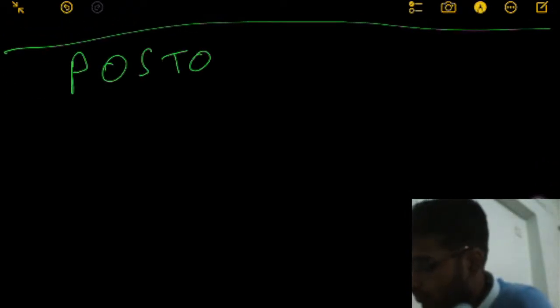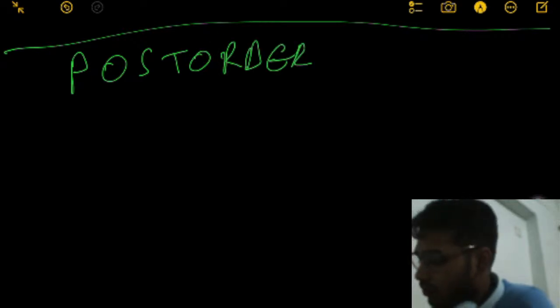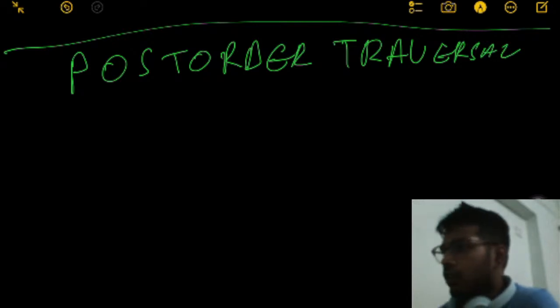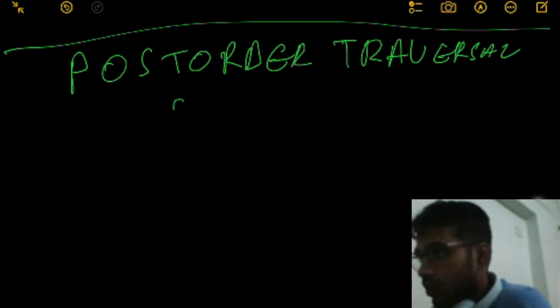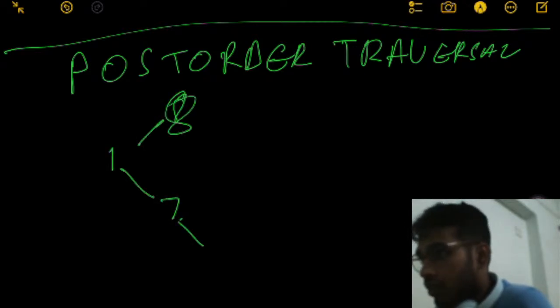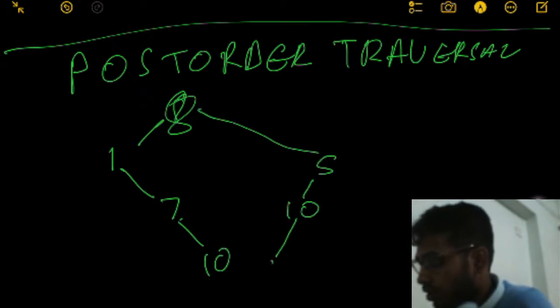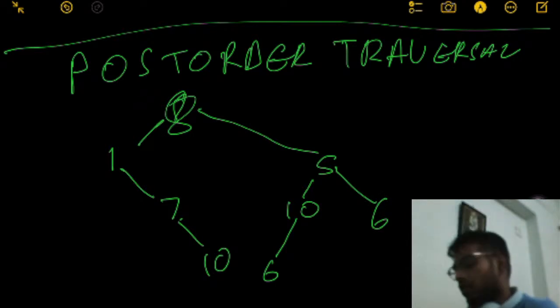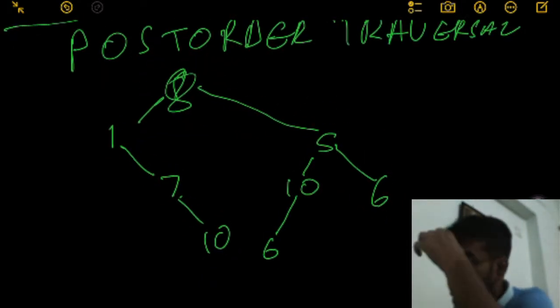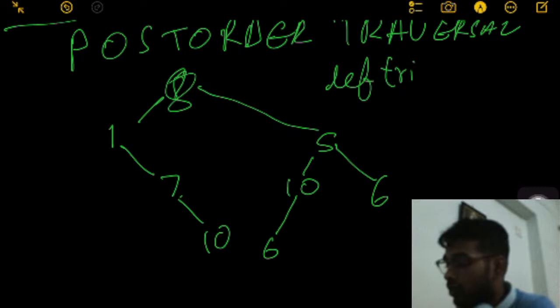Now we're going to look at the post-order traversal. Again, let me draw the tree. 8, 1, 7, 10, 5, 10, 6, 6. So post-order would mean left, right, root.